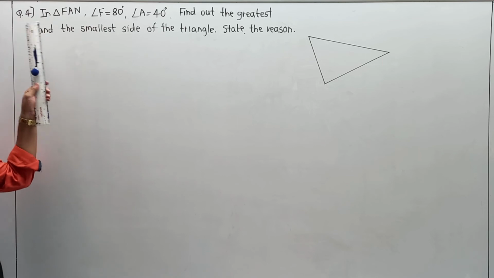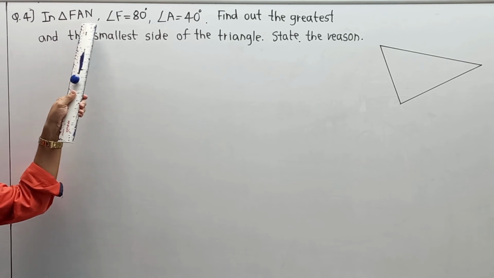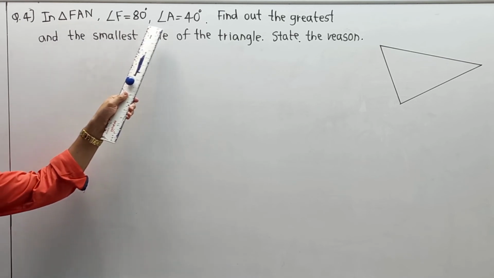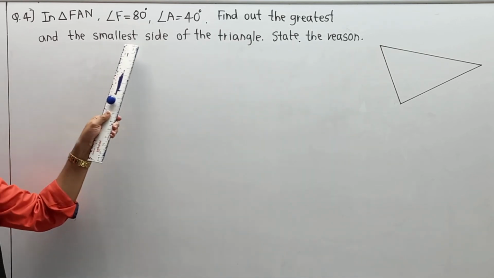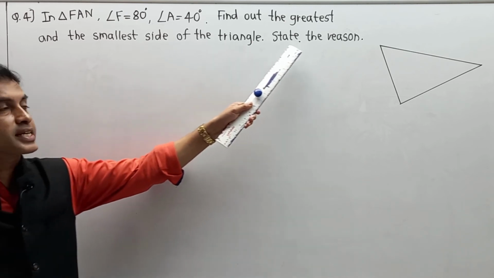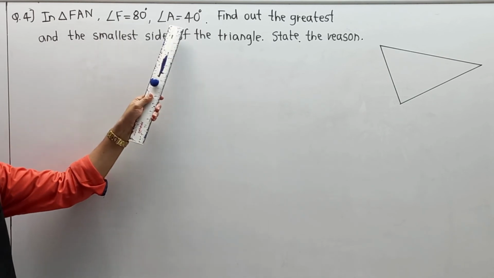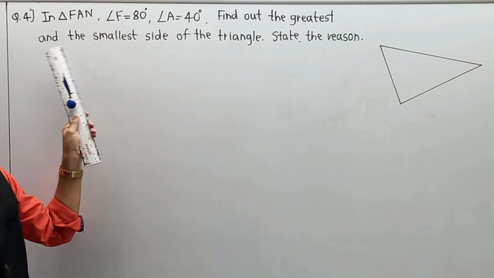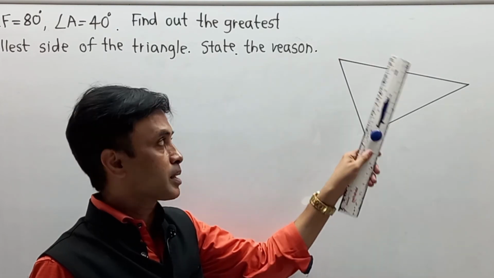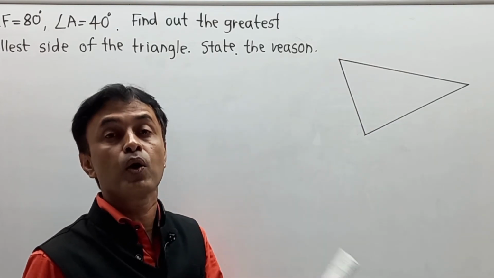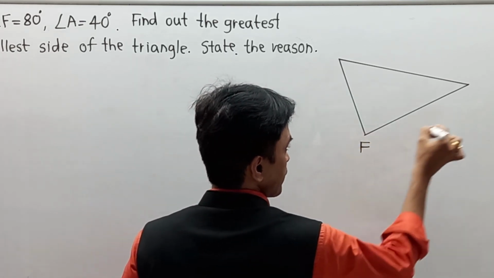Now please pay attention, we are moving to question number 4, and the part is, in triangle FAN, angle F is 80 degree, angle A is 40 degree. Find out the greatest and the smallest side of the triangle. State the reason. Once again, in triangle FAN, angle F is 80 degree and angle A is 40 degree. Find out the greatest and the smallest side of a triangle. State the reason. Here I have drawn this diagram somehow in reverse order. The reason behind is that you can understand all the views whenever a diagram is given in any type. Let us say this is a triangle FAN.